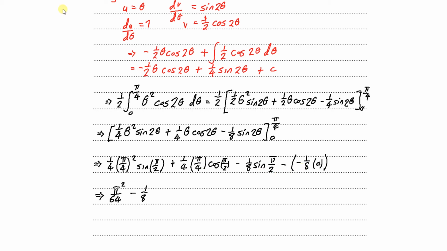So eventually we'll be having our answer come out as pi squared over 64 minus an eighth. So this is what we get for the final answer.